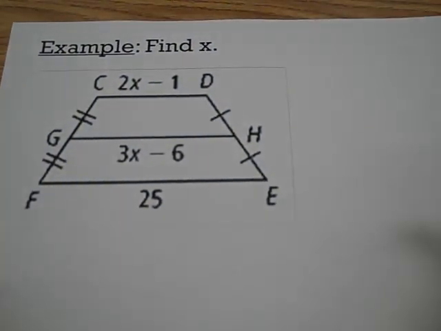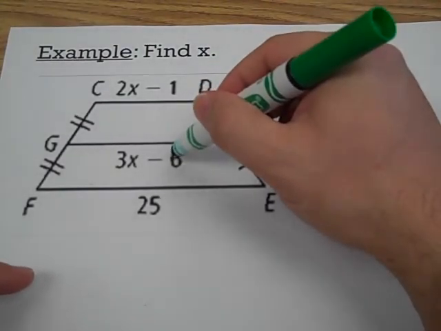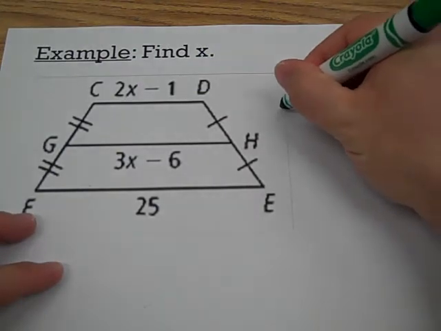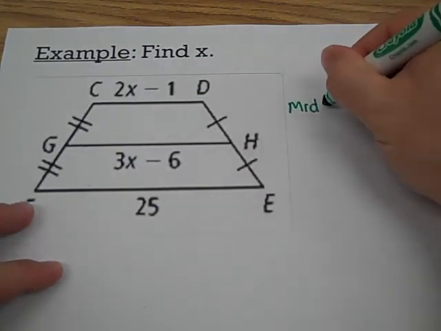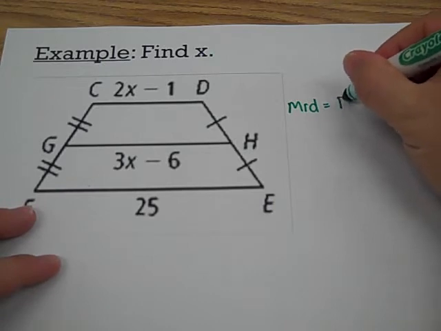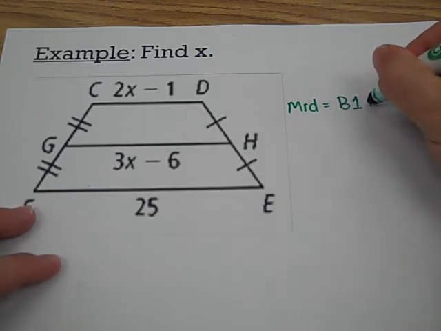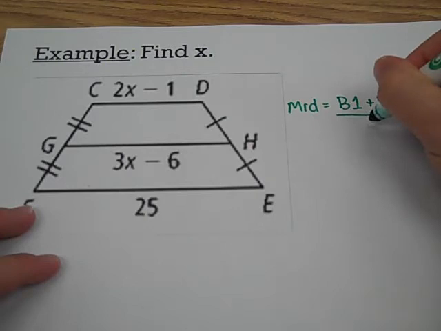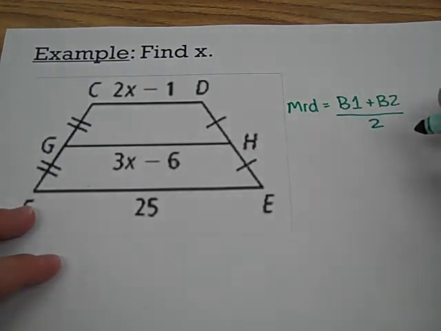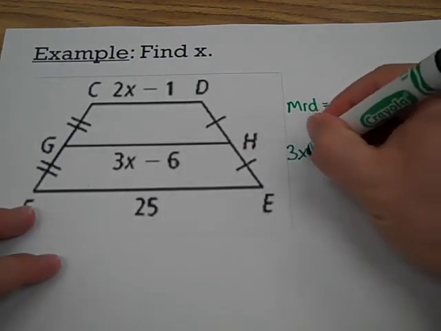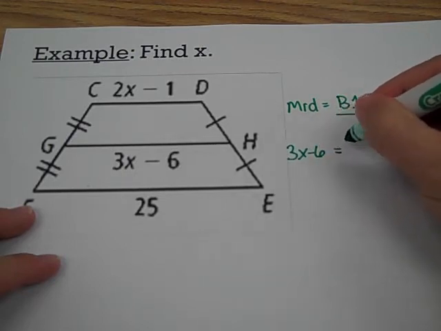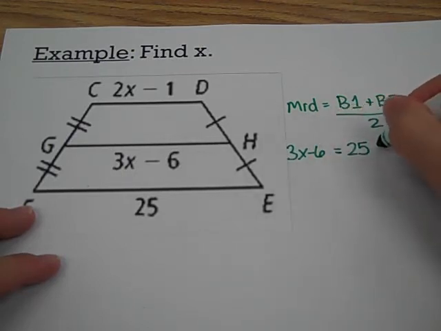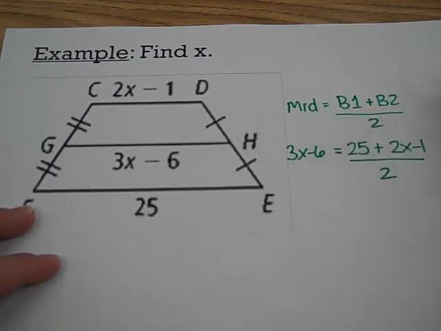So I'll do an example here. I have the two bases and I have the midsegment. My midsegment should be equal to my two bases added. You could even say B1 plus B2 and then divided by 2. So my midsegment is 3x minus 6. One of my bases is 25. The other one is 2x minus 1. So I'm just plugging things in where they belong in the formula.